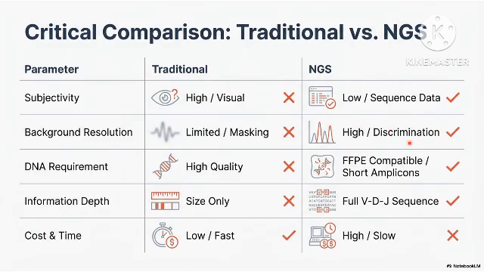DNA requirement: you need high quality DNA for PCR. If you take FFPE also with shorter amplicons, NGS can work, but still it's a disadvantage in both the methodologies. Here you get only information about the size. Here you get the full sequence. PCR is less expensive when compared to NGS, and the results are fast with PCR.